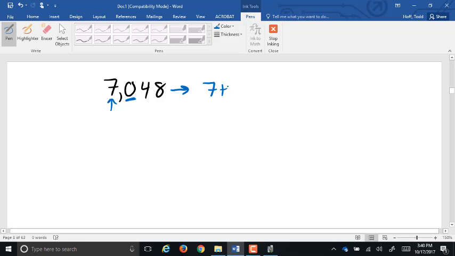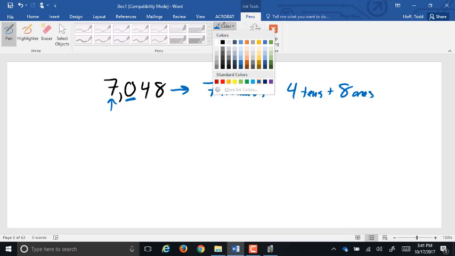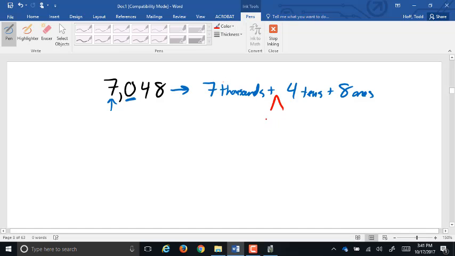This would just be 7,000s and 4 10s and 8 1s. We would leave out that 0 hundreds, even though it really is there. When we have the place values written out, we don't need to put the 0 in there. It's implied that if you don't see any hundreds written out, there's 0 hundreds.